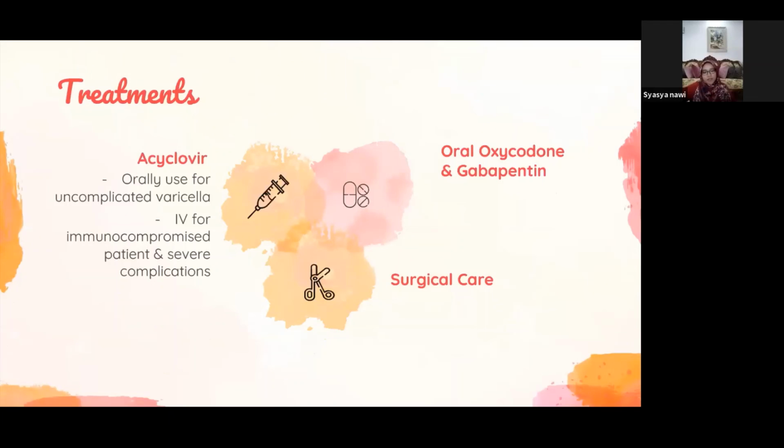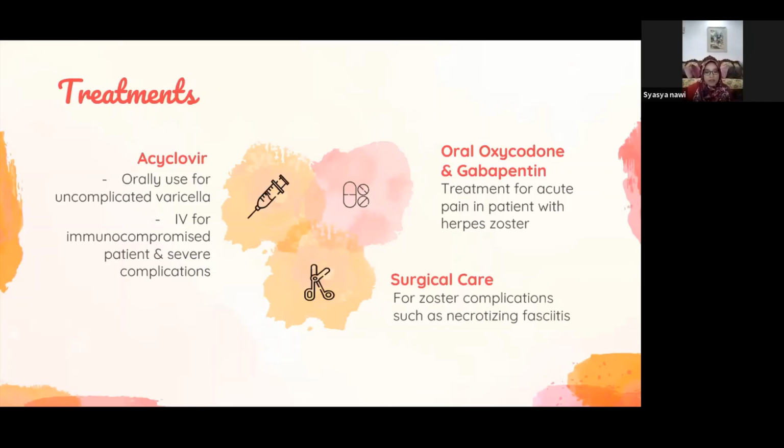Acyclovir usually will be given orally for uncomplicated varicella, but it can be given intravenously for the immunocompromised patient and also in severe complication cases of varicella. Oral oxycodone and gabapentin are for treatment of acute pain in patients with herpes zoster. And we may also have surgical care for any zoster complications such as necrotizing fasciitis.